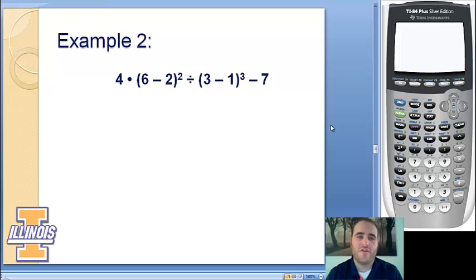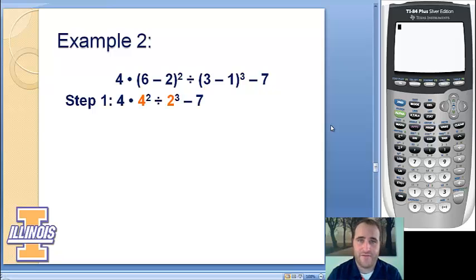Example 2. 4 times the quantity 6 minus 2 squared divided by the quantity 3 minus 1 to the third power minus 7. So we start off with parentheses. And we do have parentheses. We actually have 2 sets of them. So let's go ahead and let's simplify the 6 minus 2 and the 3 minus 1. So we get 4 and 2 respectively.